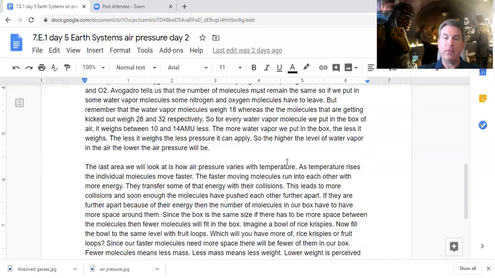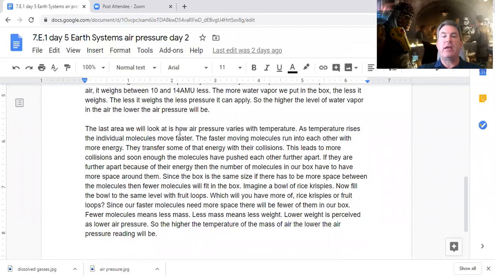All right, so the last thing we're going to look at here is how air pressure varies with temperature. So now again, temperature rises. As temperature rises, the individual molecules will move faster. Because remember, temperature itself is a measurement of the average kinetic energy of the item. Whether it's a solid, a liquid, or a gas, temperature is simply a measure of the average kinetic energy. Remember, kinetic energy is what? Energy of motion. So temperature is a measurement of the average kinetic energy of that item.